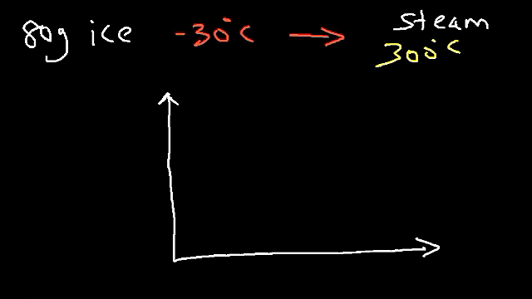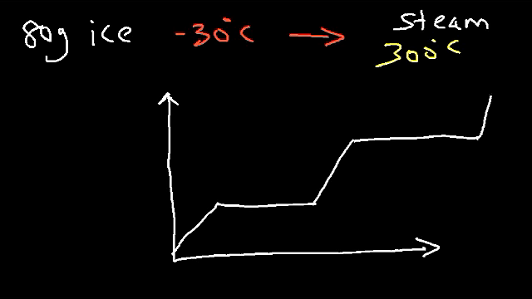So first, we need to heat up ice, and then ice is going to melt to liquid water. Then we need to heat up liquid water, and then that's going to turn to steam, and then we need to heat up steam. So on the y-axis, we have temperature. On the x-axis, we have the amount of heat energy that we're adding to it. So this is the solid phase, which is ice. This is the liquid phase, water, and this is steam.